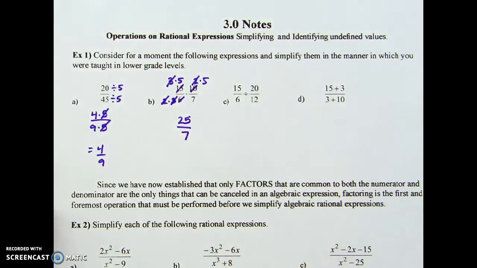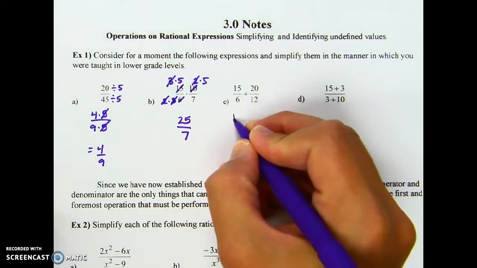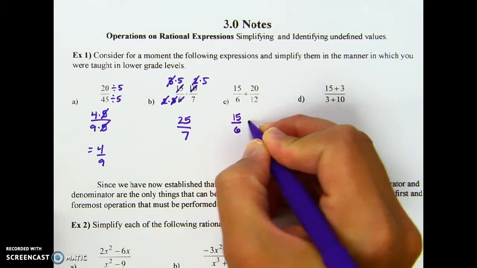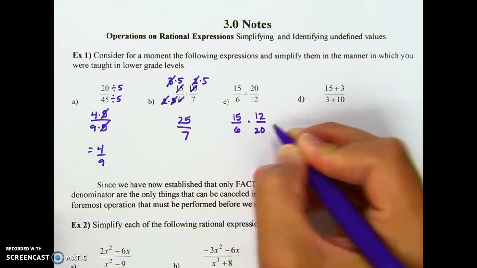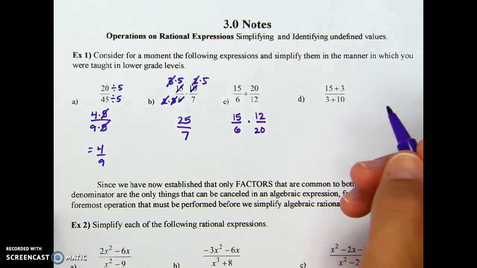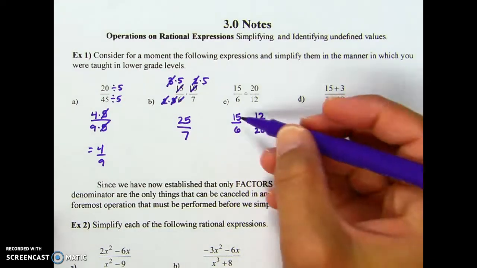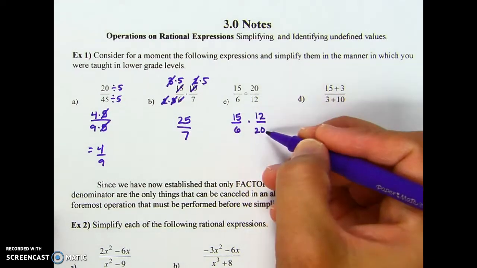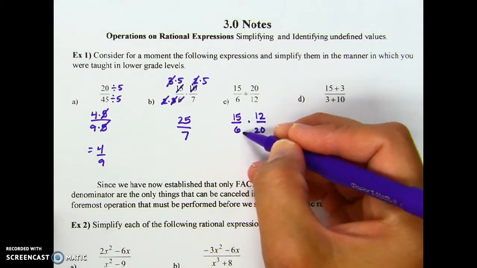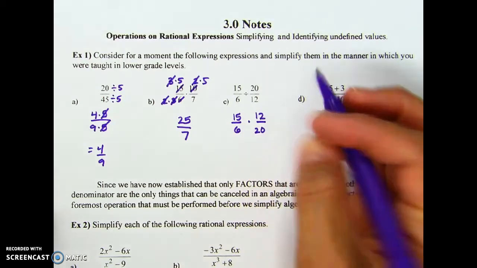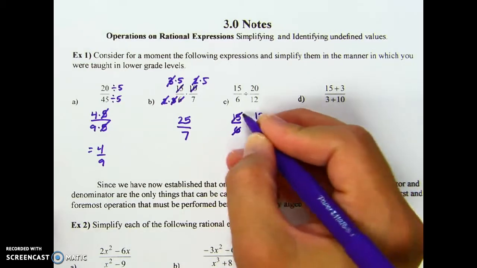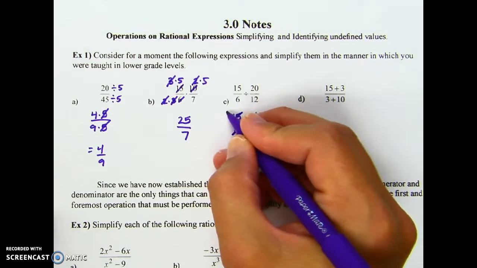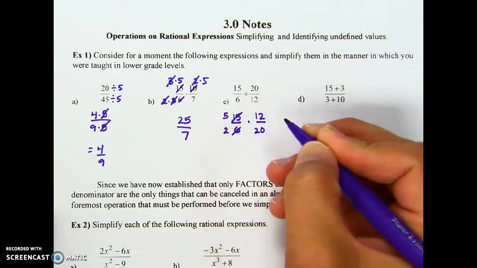Uh-oh, what do we do with the division? Do you remember? We need to rewrite it. So we have 15 over 6 times the reciprocal. You flip it. And let's think about our common factors. So 15 and 6 have a common factor, and 15 and 20. Let's see here. 15 and 6, what's the common factor there? 3. So the 3s divide out, and we get 5 over 2.